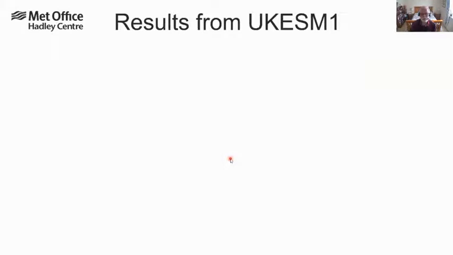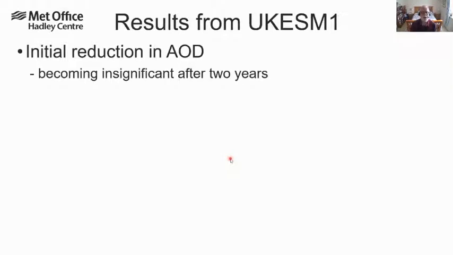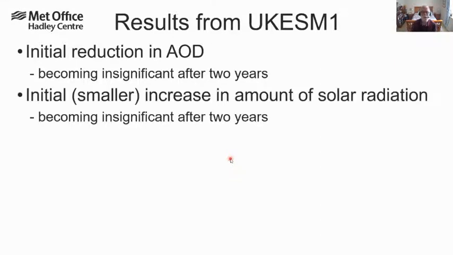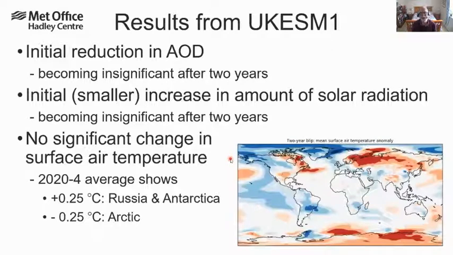So let me summarize that for you. We see an initial reduction in the aerosol optical depth, which becomes insignificant after 2 years. We see a smaller increase in the amount of solar radiation reaching the surface, which again becomes insignificant after 2 years. And we see no significant change in surface air temperature.